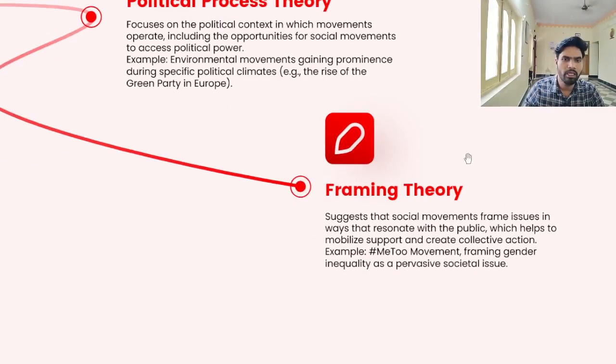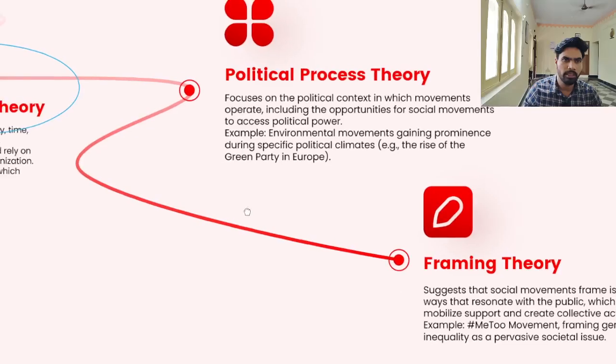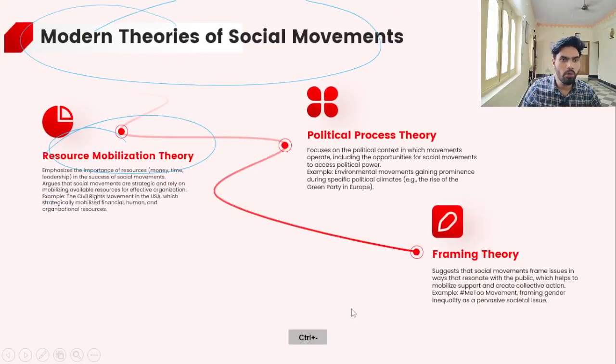And finally another modern theory is framing theory. This theory suggests that social movements frame issues in ways that resonate with the public, which helps to mobilize support and create collective action. Examples are Me Too movement, which rocked the world like anything. The Me Too movement framed gender inequality as a pervasive societal issue. So these are the examples for modern theories of social movements.